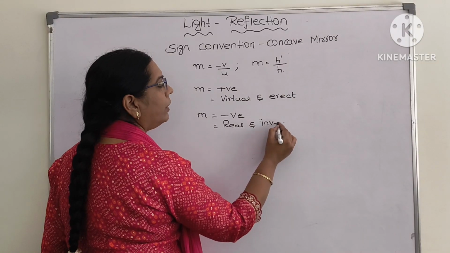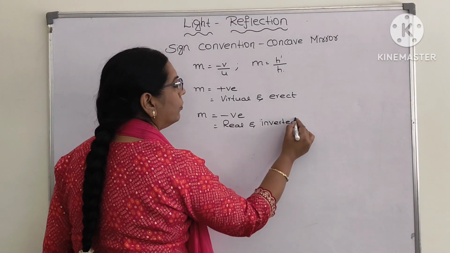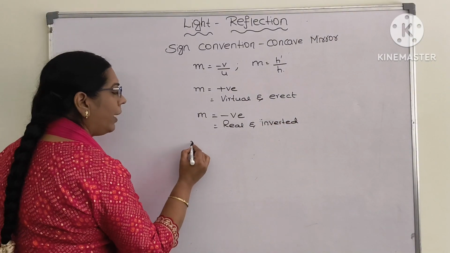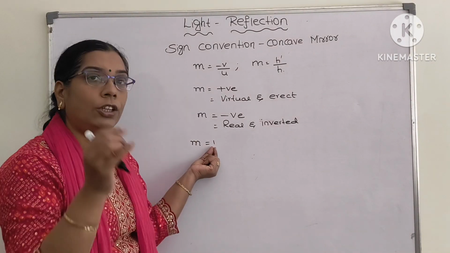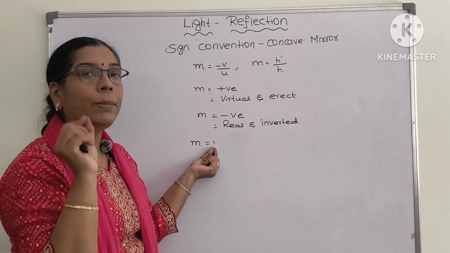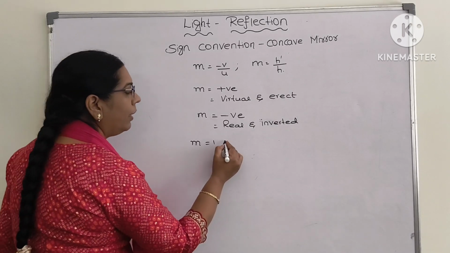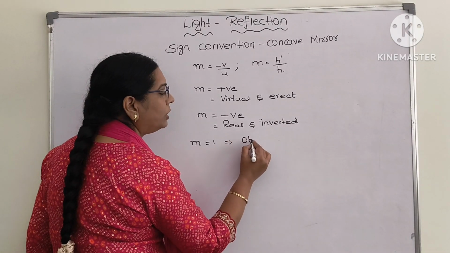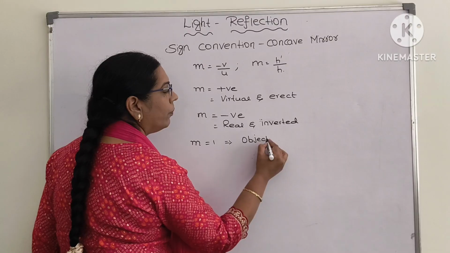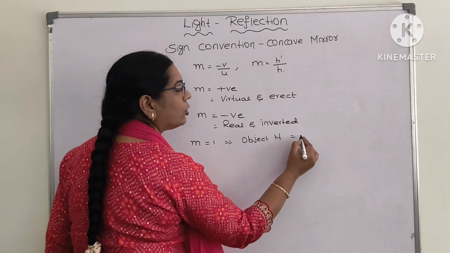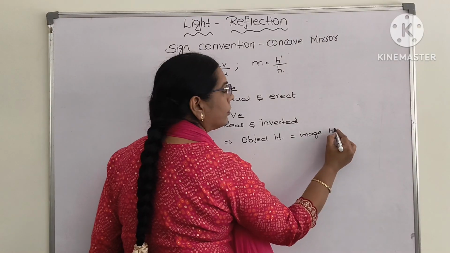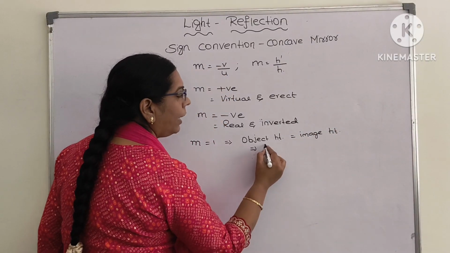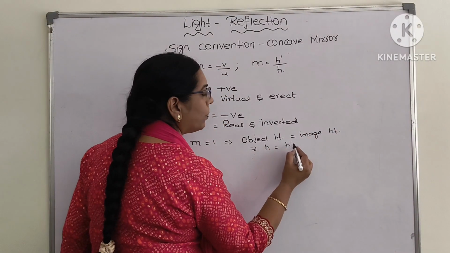Real and inverted image. And also, if m is equal to 1, on solving, if you get the value to be 1, what does it mean? It means that the object height is equal to the image height. That implies h is equal to h prime.